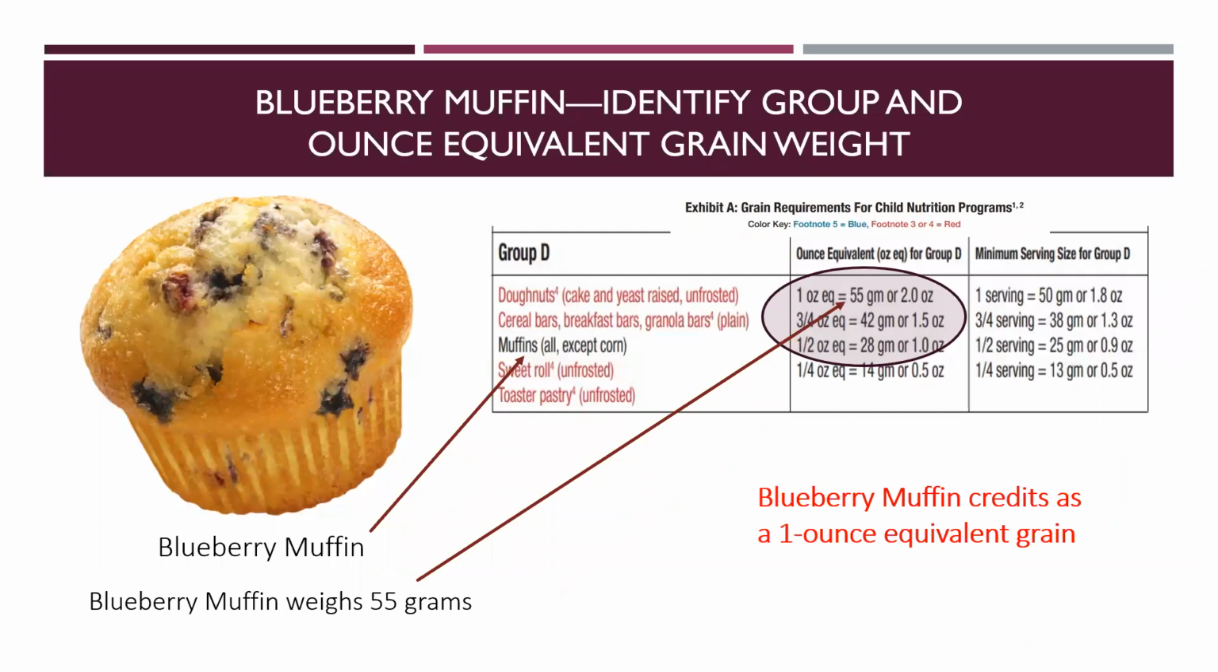Let's look at this blueberry muffin. We've already identified that this particular blueberry muffin meets the criteria as either a whole grain or whole grain rich item. Now we find blueberry muffins listed under Group D. Again, using a small kitchen scale, weigh the blueberry muffin. In this scenario, we're going to say that the blueberry muffin weighs 55 grams or 2 ounces. For purposes of meeting our meal pattern, this dinner roll credits as a 1 ounce equivalent grain.